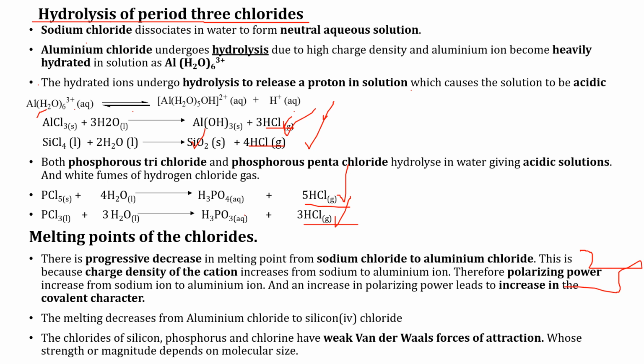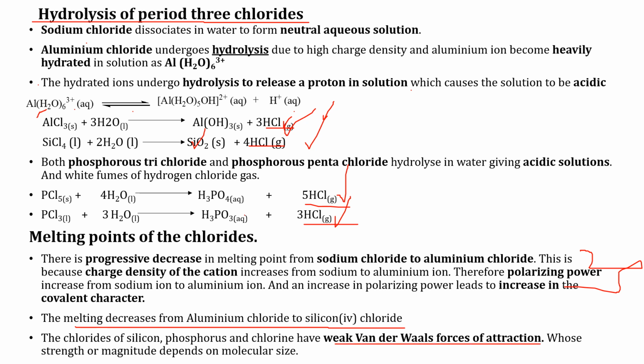Now we are saying that melting point decreases from aluminum chloride to silicon chloride. Why is that the case? You find that all other chlorides, I told you, the chlorides of the Period 3 elements starting from silicon, are covalent. They are going to have simple molecular structures. And we say that simple molecular structures are always held by weak van der Waals forces of attraction.